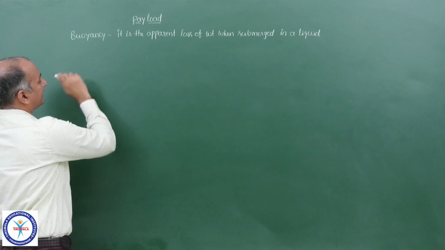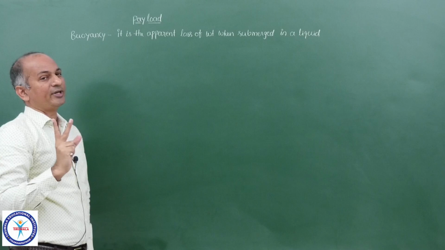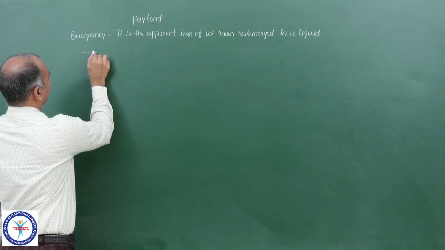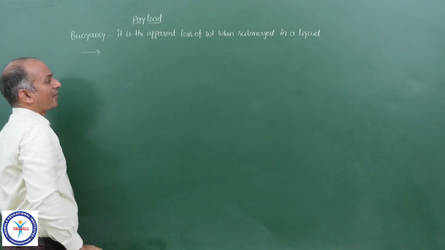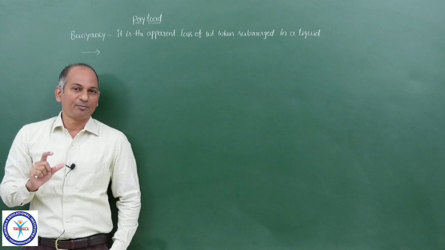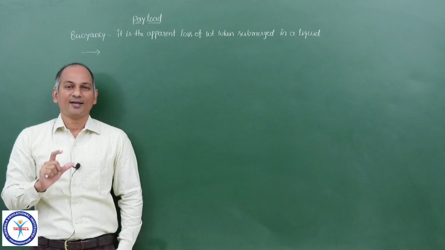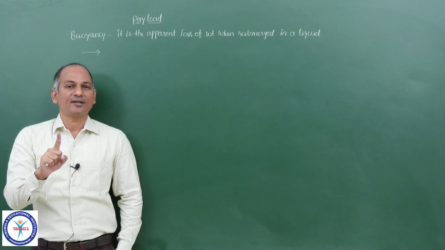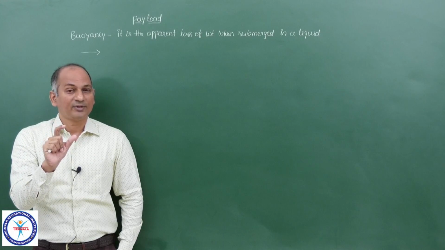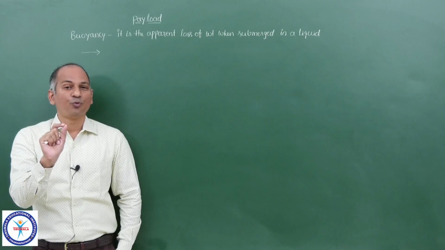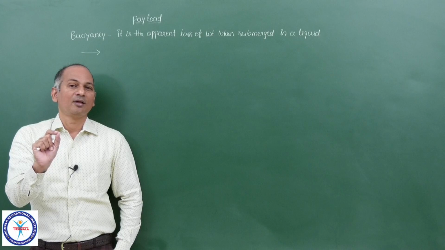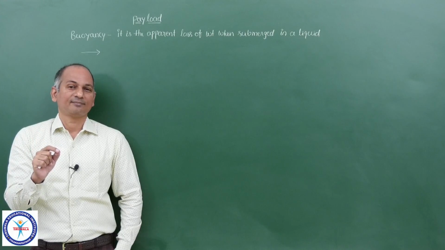Actually, here in buoyancy there are two important points we have to learn. So the first point is: when you submerge an object in a particular liquid, for example water, can I say that the submerged object will displace some amount of the liquid whose volume is exactly equal to the volume of the object.